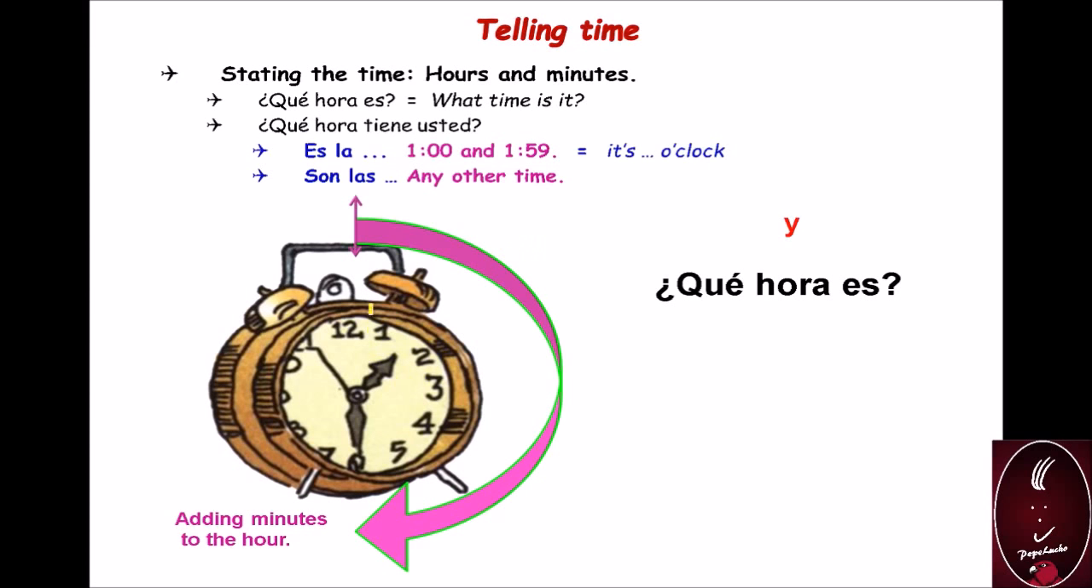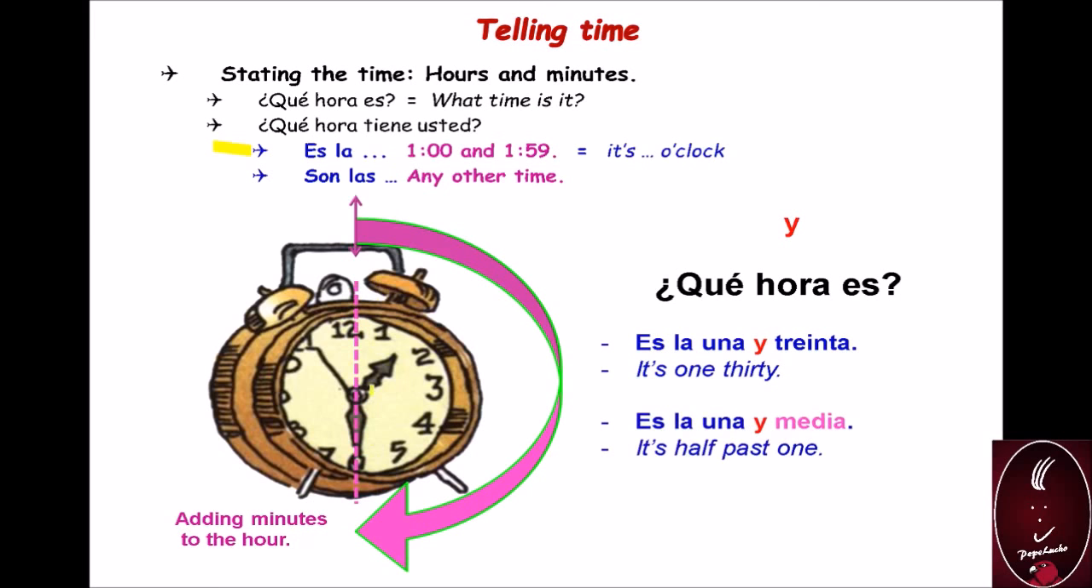¿Qué hora es? We use es la because it's 1. Es la 1:30 because we are adding minutes to the hour. We have another option here. There is half hour. Half means media. So we can express also es la 1:30 with media.